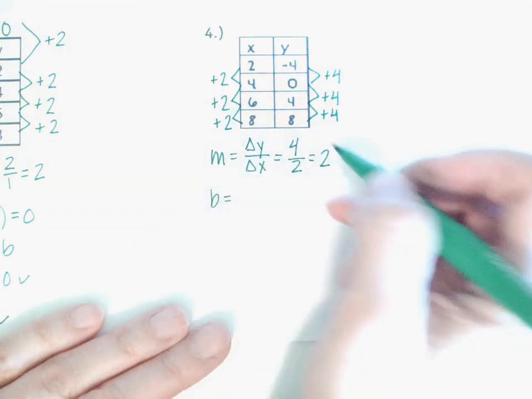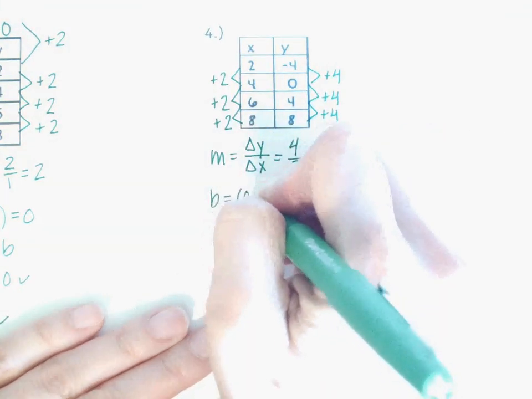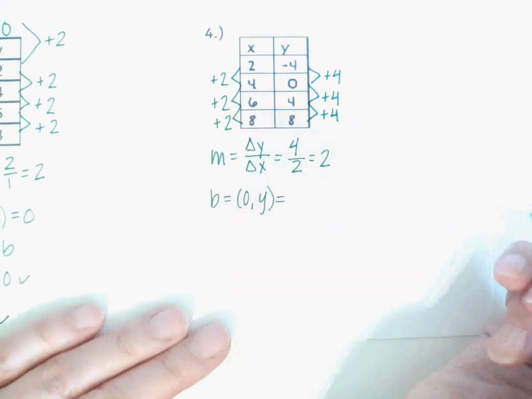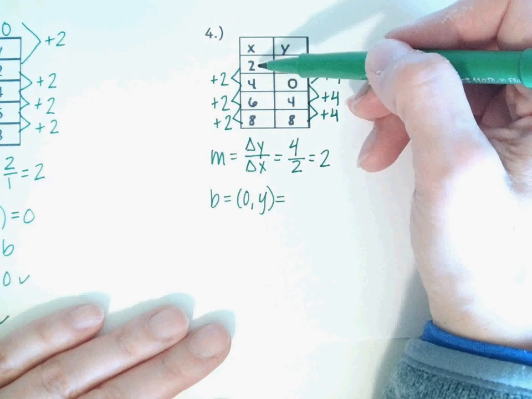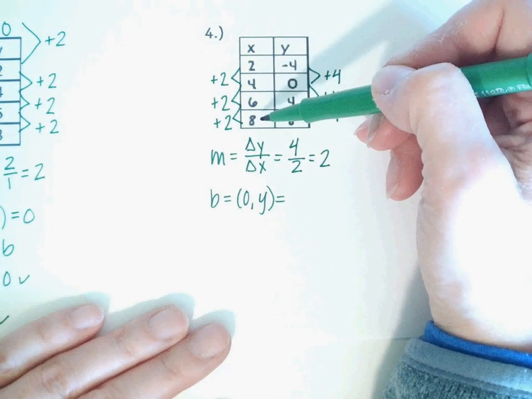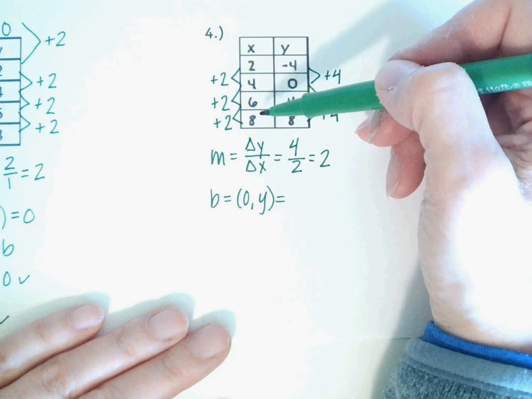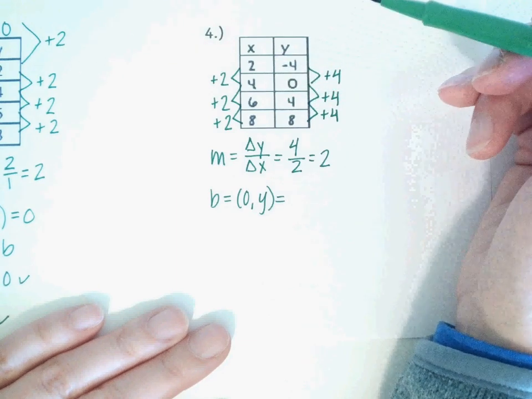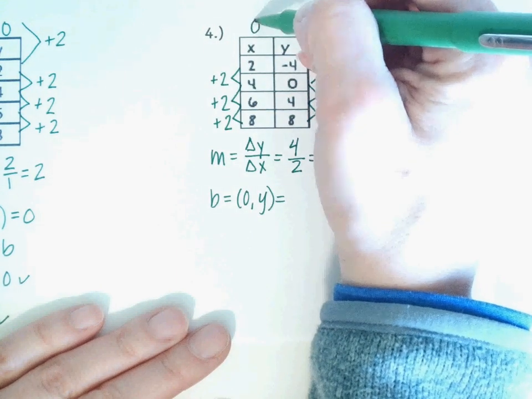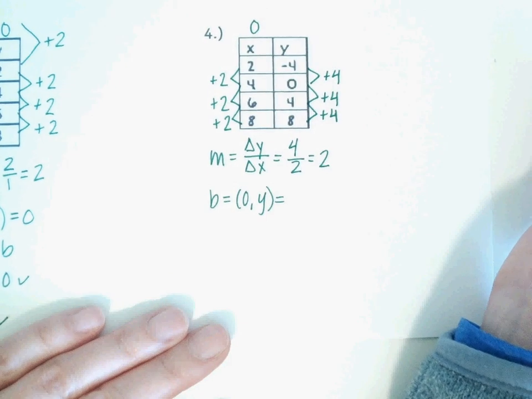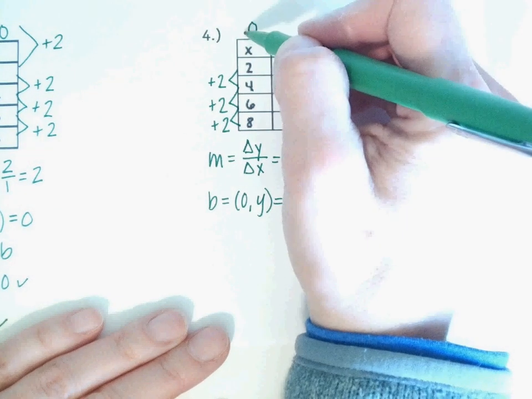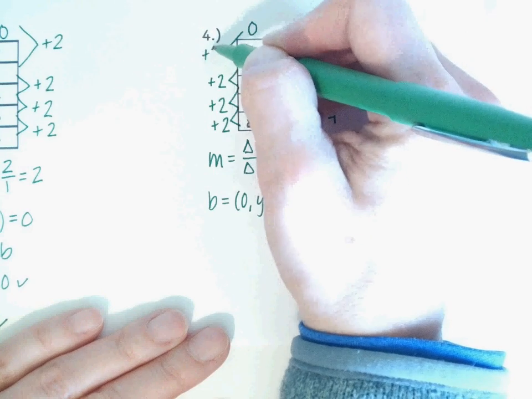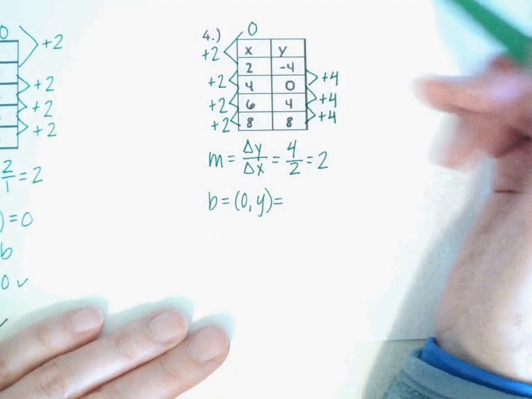For my y-intercept, for my b, to find that y-coordinate, I have to find when x is 0. I do not have that value when x is 0 in my table. So I'm going to put a value in my table. I'm going to put 0 in my table. And I'm going to think about, to get from 0 to 2, all I have to do is add 2. So I can continue this pattern that I already have.